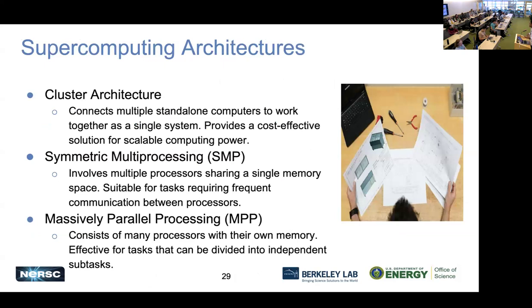And so there are different types of architectures that can be used to describe a supercomputer. Traditionally you have a cluster architecture. This is a system that consists of multiple computers that are networked together to share memory and different components. We can also have symmetric multiprocessor systems, where we have a single memory in the system that can be used for communication more efficiently. And then we also have massively parallel processing systems, where we have multiple processors that can do many tasks in parallel quickly.